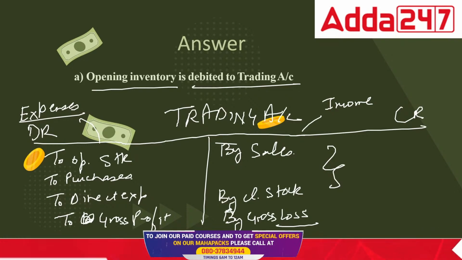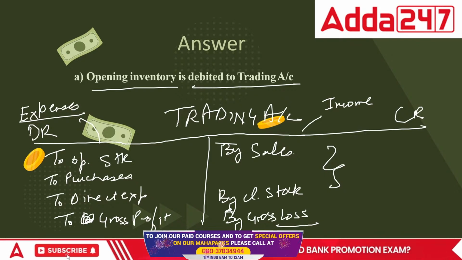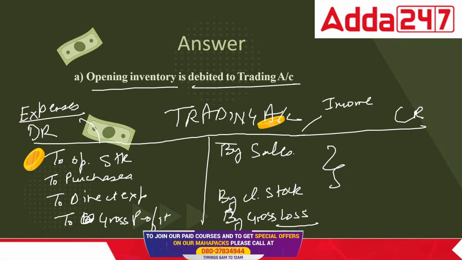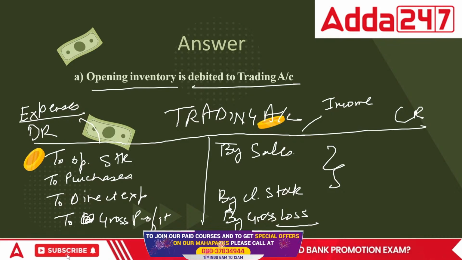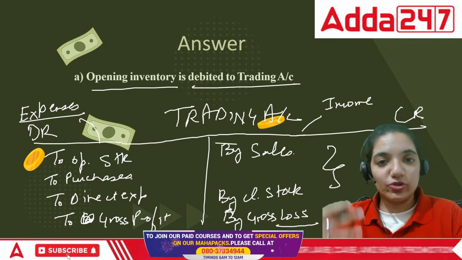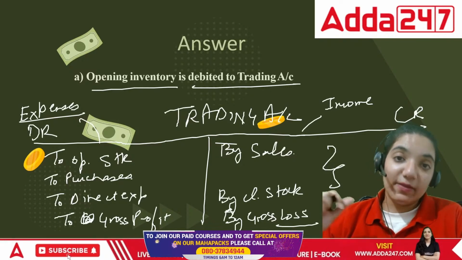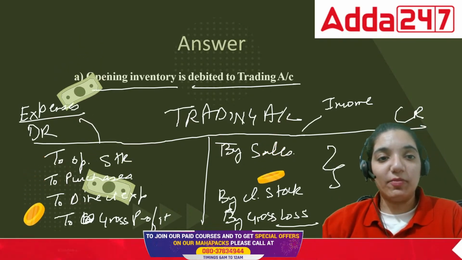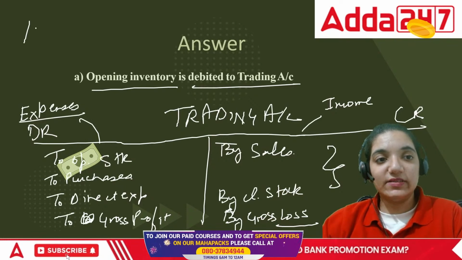Done? If you're noting down, then kindly note it down. If you're keeping a screenshot, then go ahead. Since this particular portion of account records the profit or the loss, this is why it is called a nominal account. It's a nominal account.